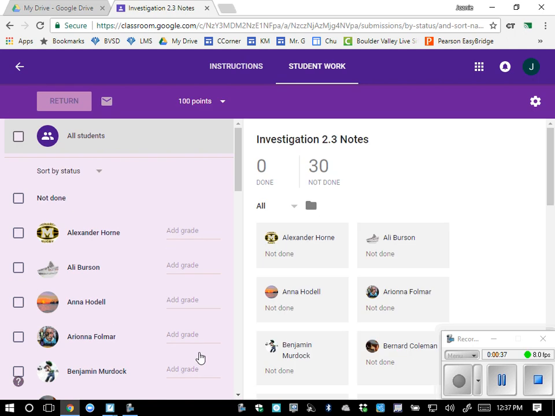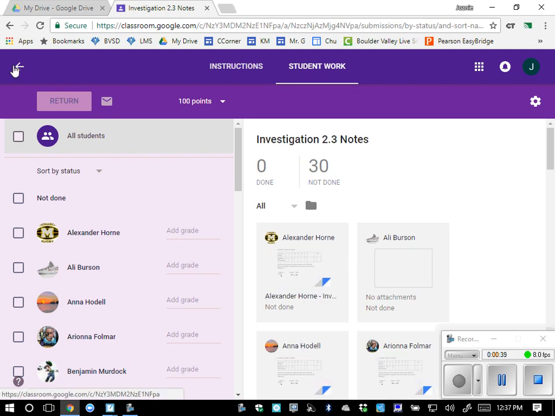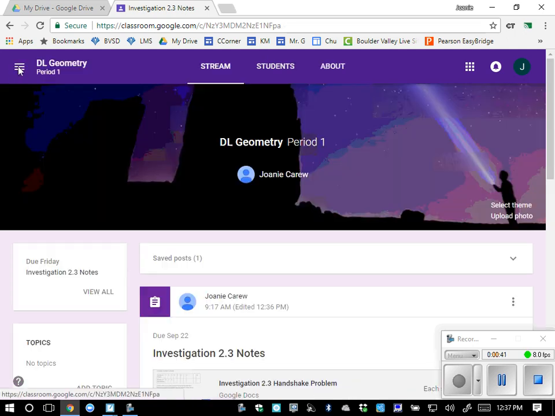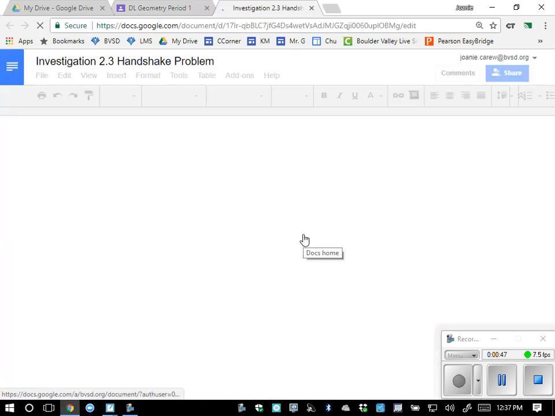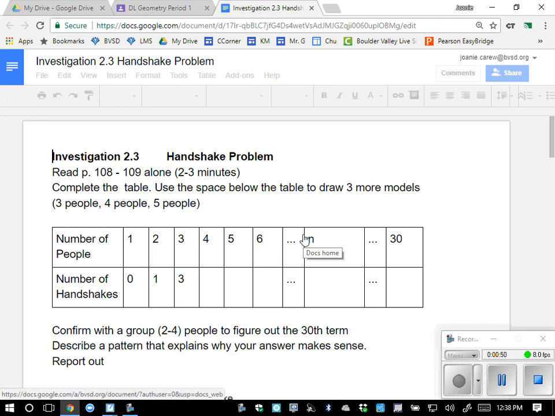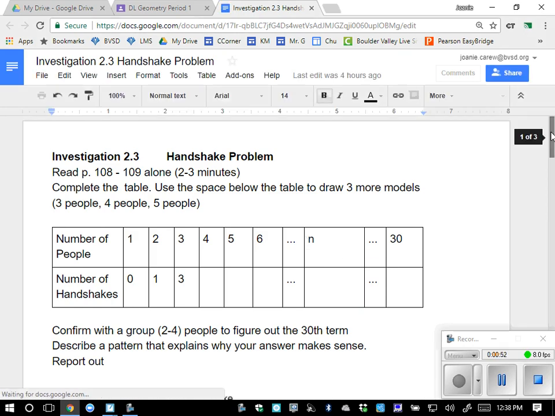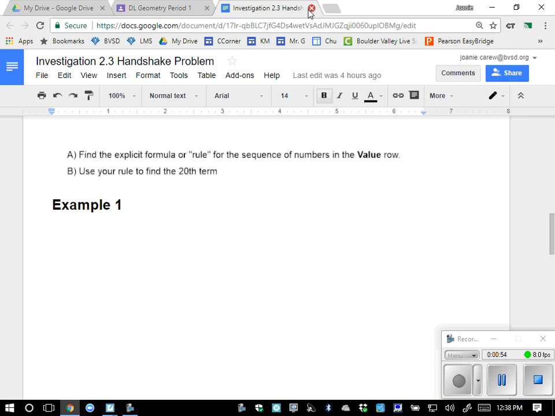It looks a lot like the Smart File. Here it is. And you could just record your work on this worksheet. It's just an option in case you're interested.